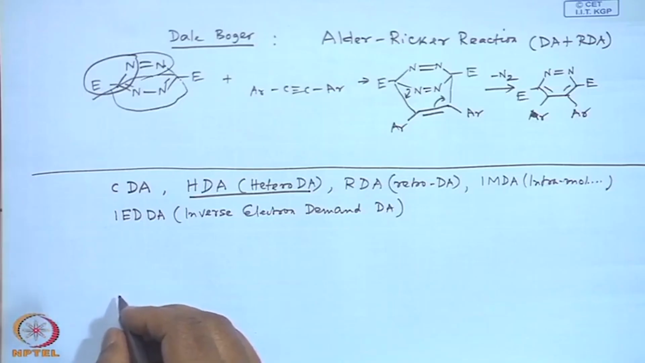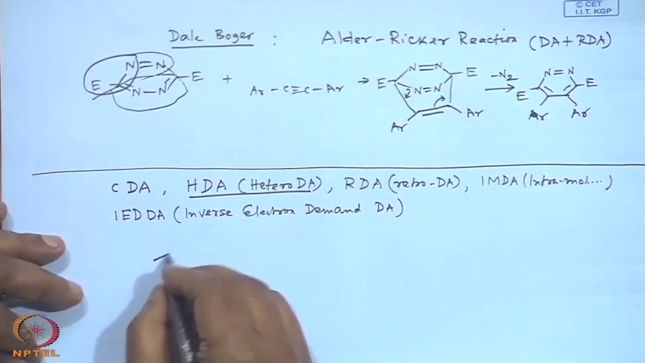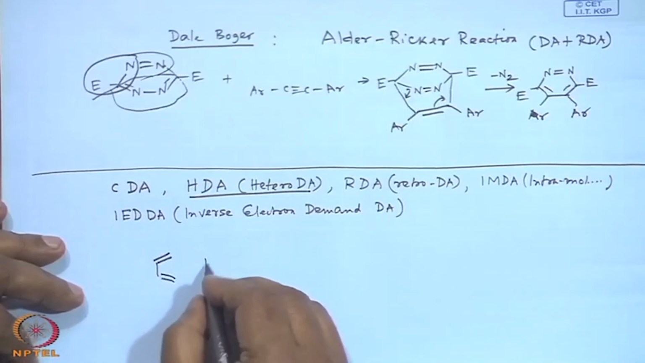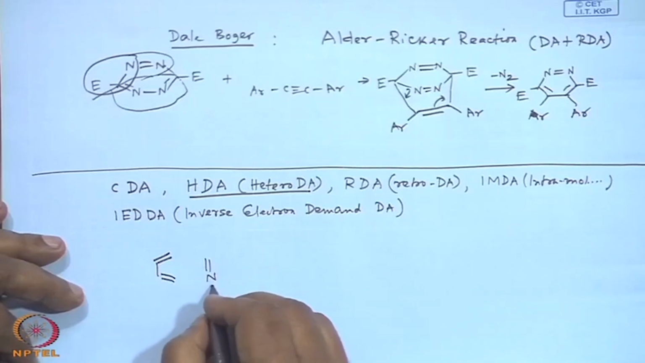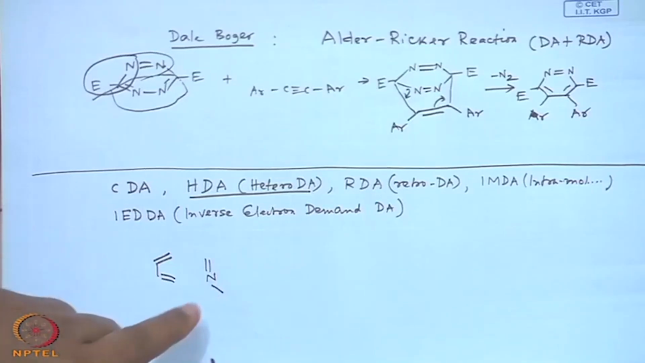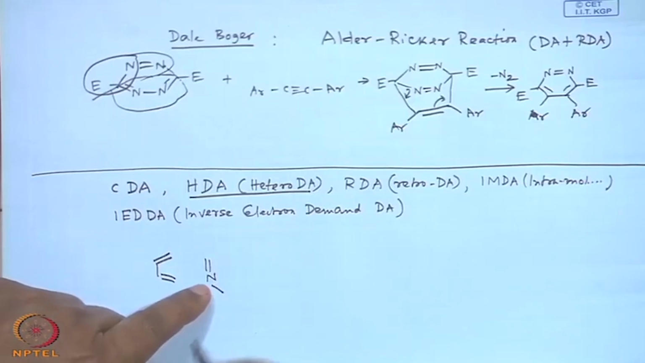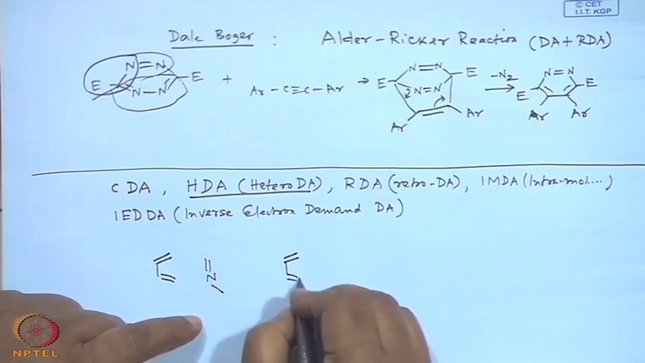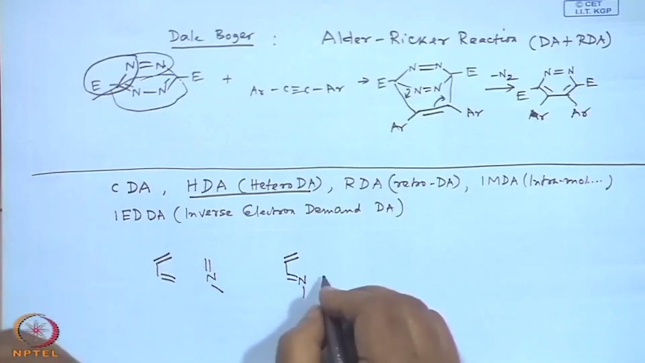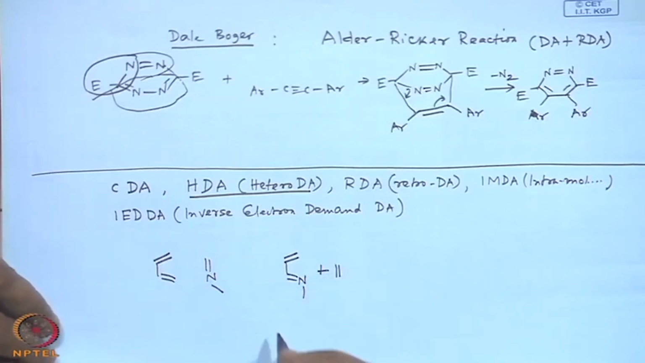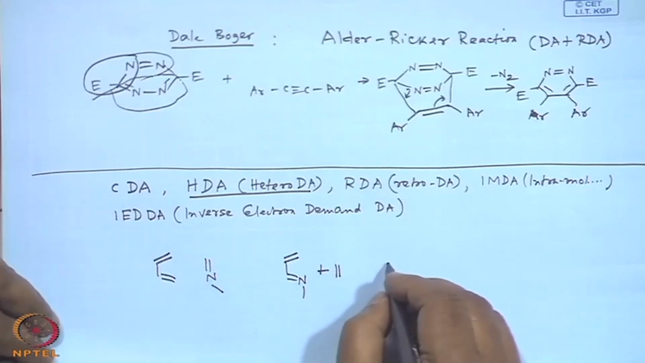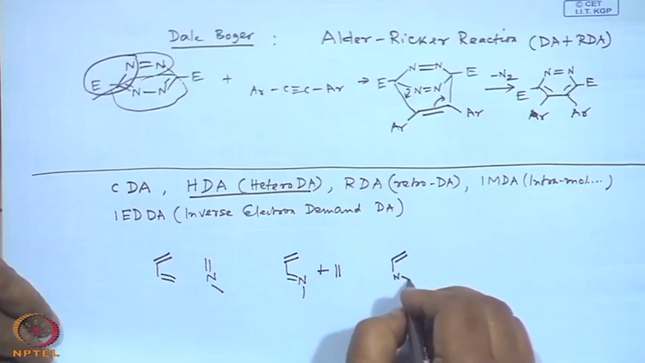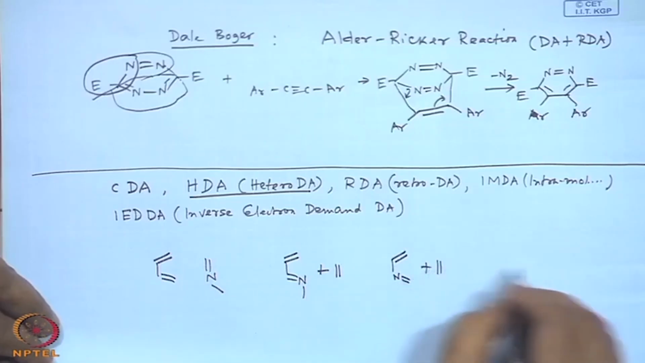HDA has actually three different versions. HDA means you put a heteroatom. So this is one of the cases. In this case you have placed nitrogen in the dienophile. There are so many other possibilities. Let us say you place the double bond nitrogen in the diene component, and then of course you change the positions, and then you can see all kinds of things.